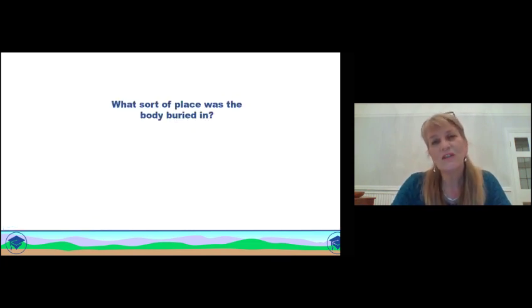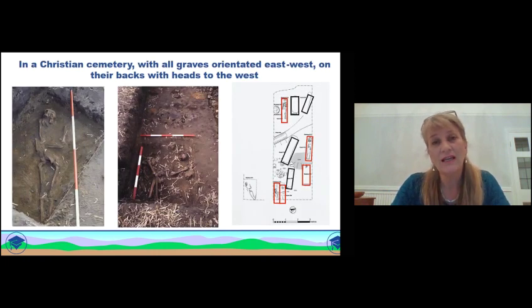The next question then is, what sort of place was the body buried in? It looks like a violent injury. Was it buried in a shallow grave, hastily concealed? Well, not at all, actually. It was buried in a Christian cemetery. All the graves were orientated east-west with heads to the west. The bodies were all placed on their backs. That's classic Christian burial. And as you can see in the plan on the right of the screen here, there were lots of other skeletons buried there as well. So our skeleton was buried in a cemetery, formally and properly, kind of as if nothing had happened.